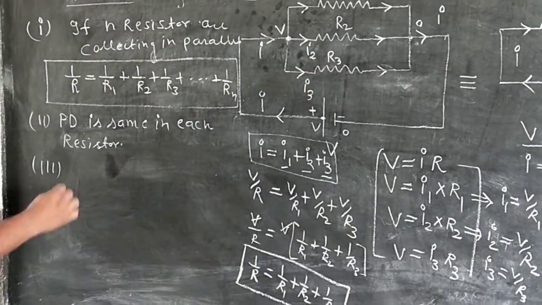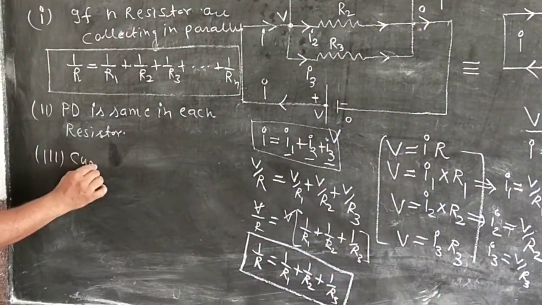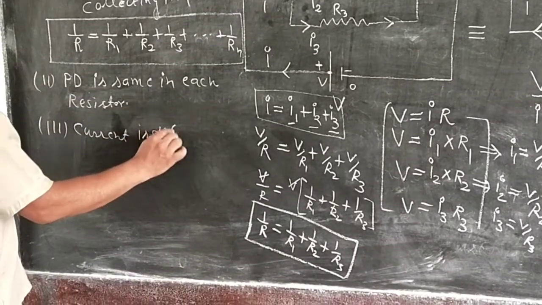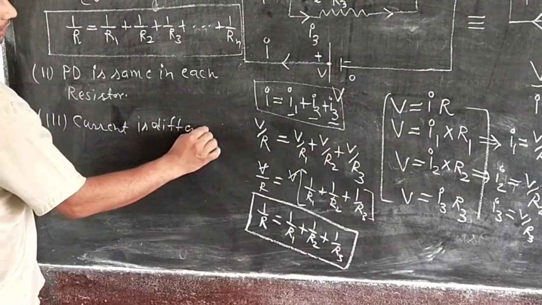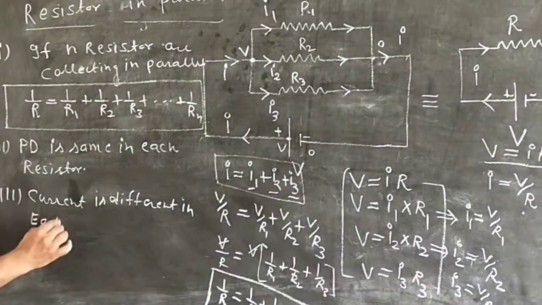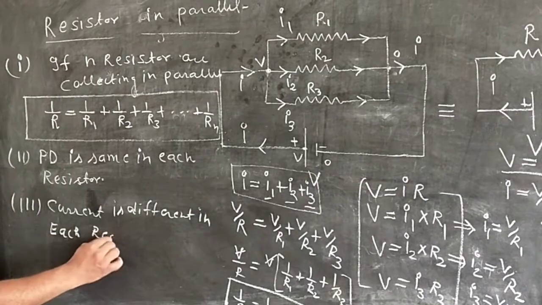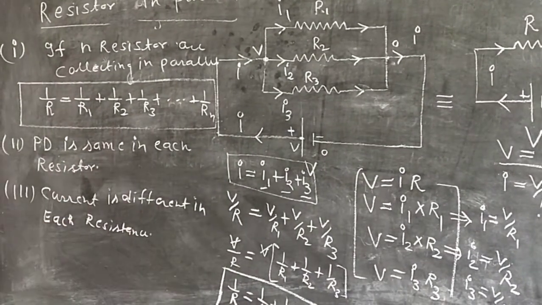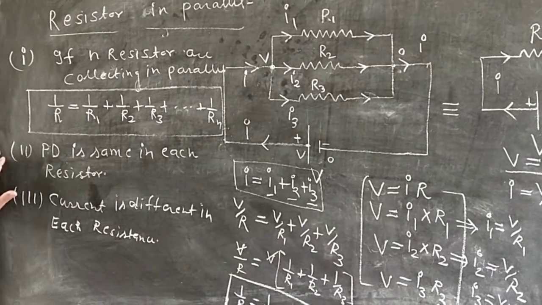The other point we have to remember is that the current in each resistor will be different. Here we write that the current is different. Current is different in each resistance. This is the important fact we have to remember.